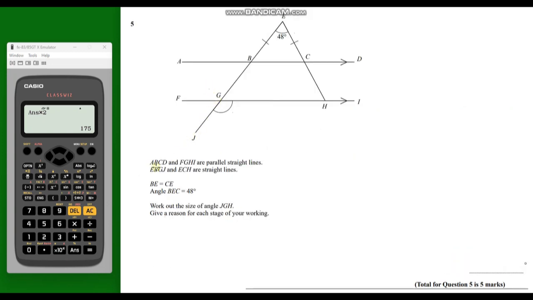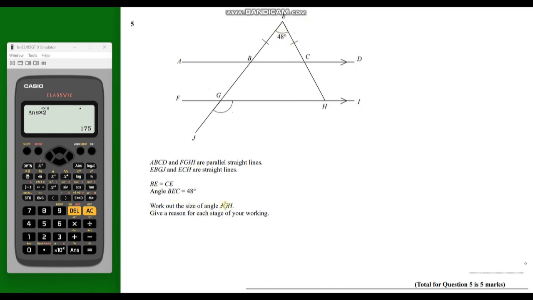Question 5. A, B, C, D and F, G, H, I are parallel lines. That's these 2 lines here. E, B, G, J and E, C, H are straight lines. That's these 2 lines. And we're told that BE is equal to CE, which has been given here. These 2 lines are equal. And angle BEC is 48 degrees. So all of this information is provided on the diagram already.